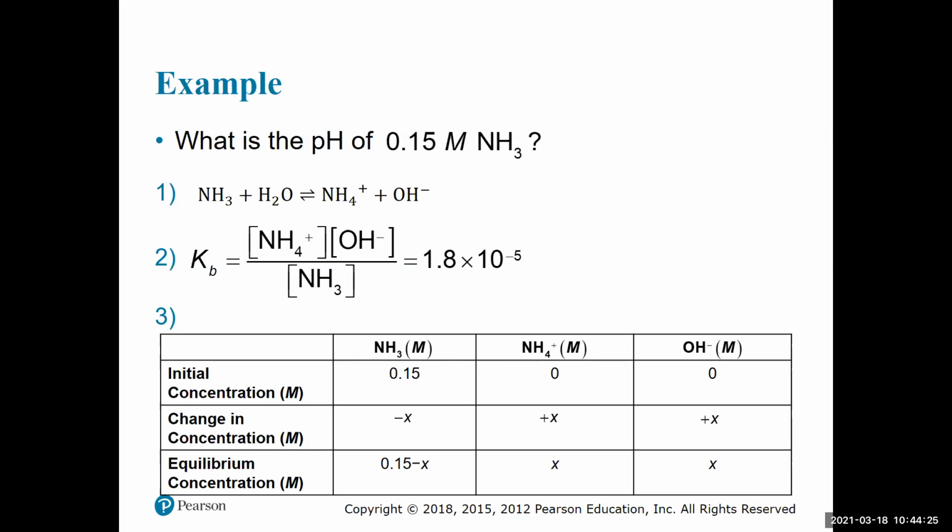Then we have our change in the next row. Some amount X dissociates from the NH3 and goes to form that same amount X of NH4 plus and OH minus. Then we express our equilibrium concentration. That's 0.15 minus X, X and X for the ammonia, the ammonium ion, and hydroxide ion. So this general approach is exactly the same as what we did with the weak acids. The only difference is we're using a Kb value instead of a Ka value, and we have a hydroxide ion concentration in there. We don't have an H plus ion concentration anywhere.